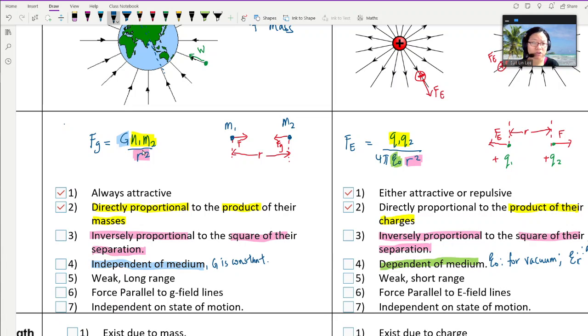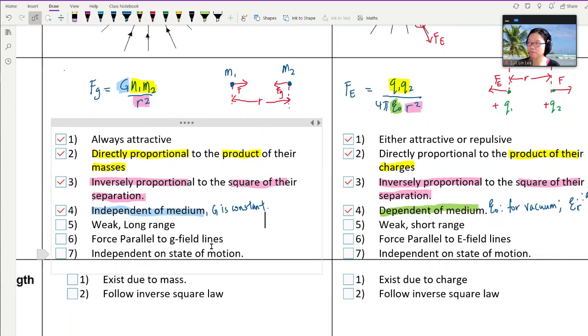It's a bit like the speed of light, a universal constant, it will not change unless you broke science. Okay, so directly, I mean, inversely proportional to separation, and one is independent and one is dependent on medium. Next, both forces are very weak. Huh? Means very weak? Yes, but gravity, sun, moon, dude.